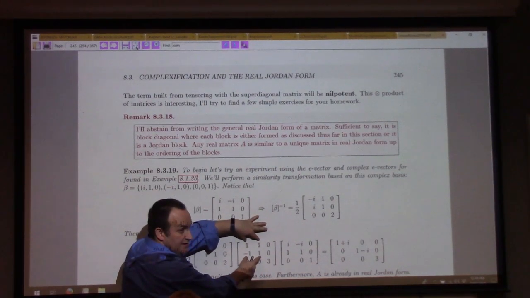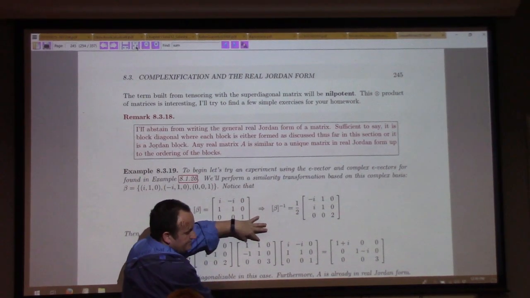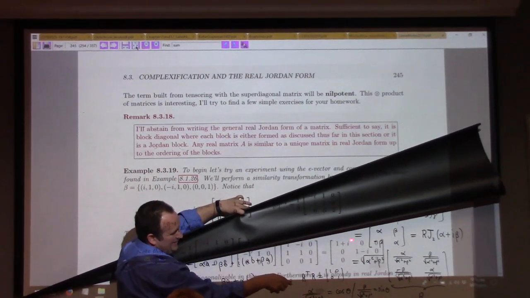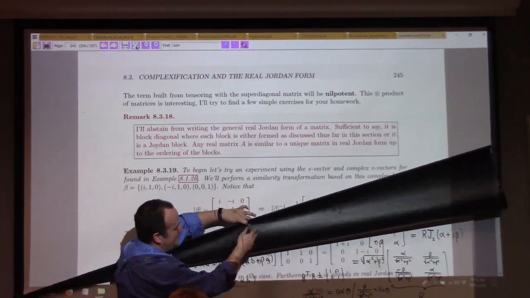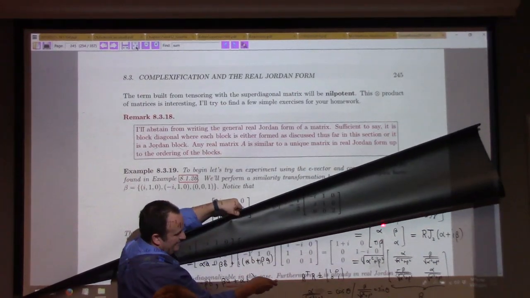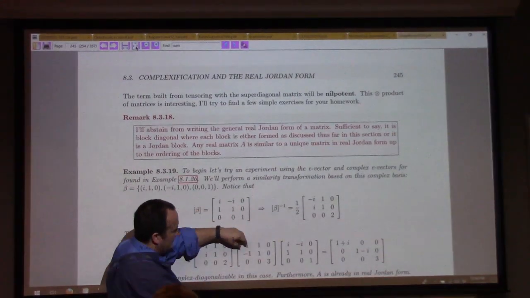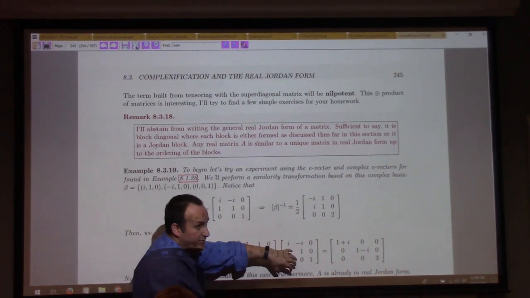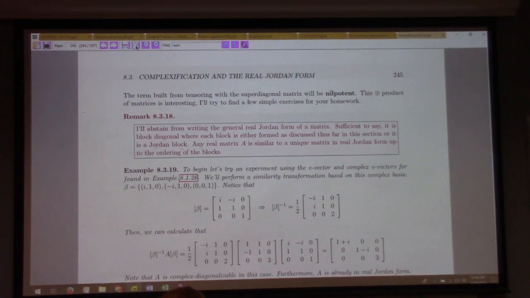This is RJ2, 1 plus i. See, alpha equals 1, beta equals 1. And then that's a J1 of 3. So if the matrix is in block diagonal form where each one of the blocks is either a Jordan block or a real Jordan block, I can read from each one of those blocks what the eigenvalue and also the algebraic and geometric multiplicity is, if I think about it.